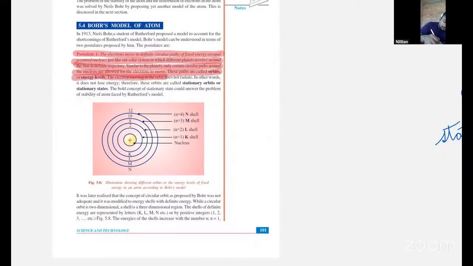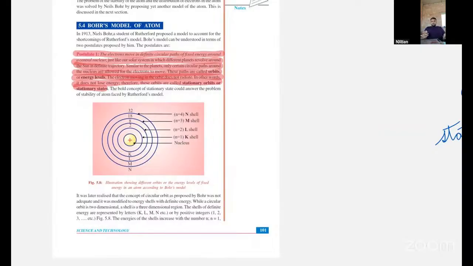The electron moving in the orbit does not radiate. In other words, it does not lose energy. Therefore, these orbits are called stationary orbits or stationary states. The Bohr concept of a stationary state could answer the problem of stability of atom faced by Rutherford's model. Rutherford was not able to explain that. But Niels Bohr explained this in a very good manner, and everyone accepted.